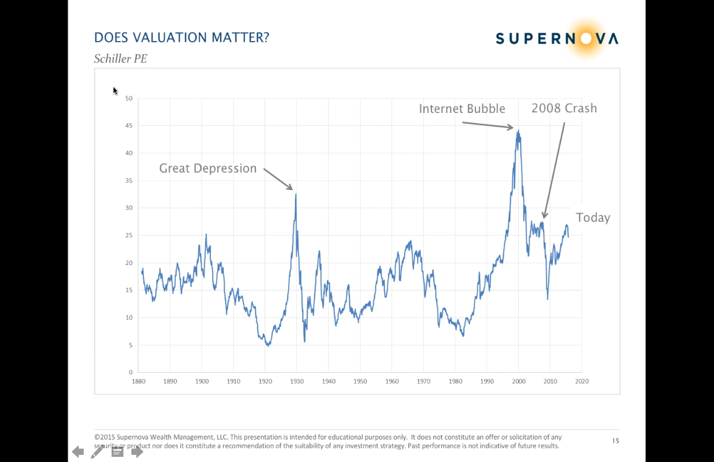This is the Shiller PE chart. Robert Shiller won a Nobel Prize. PE stands for price earnings ratio. Here's where the US stock market is today. It's been this expensive 3 times ever. Right before the 2008 crash, during the internet bubble, and right before the Great Depression.